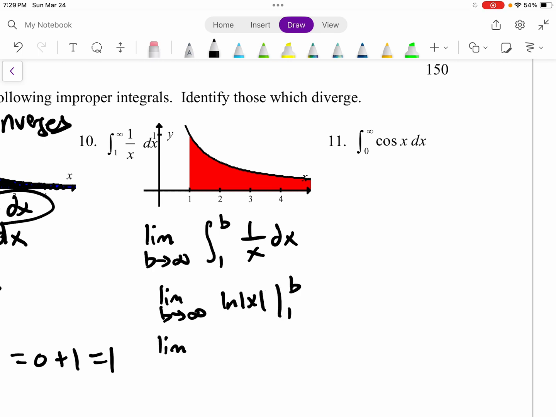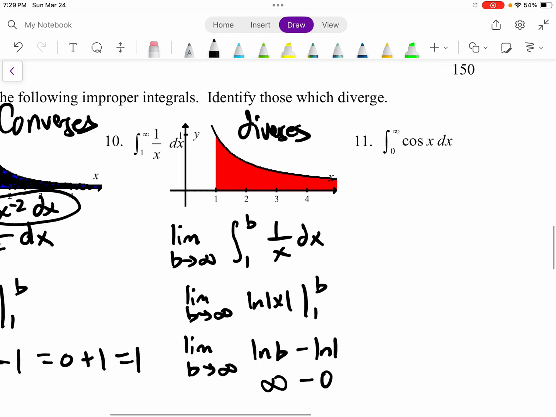So I end up with the limit as b approaches infinity of the ln of b minus the ln of 1. Well, what happens as b goes to infinity? The ln of b goes to infinity. This is just 0, anyway, but it goes to infinity. It doesn't approach a finite number. What we say then is that it diverges. We just have to leave it at that.